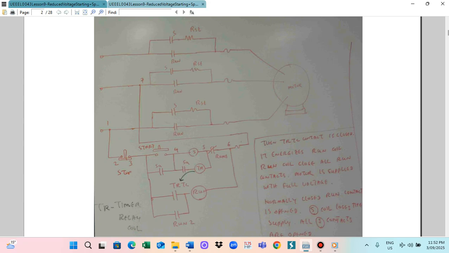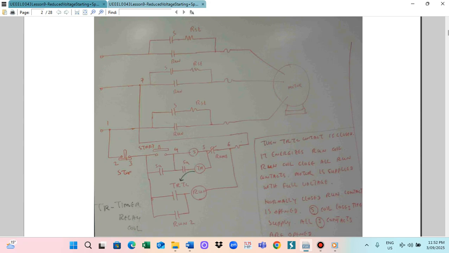So this is how it operates. In the starting connection, the motor starts with the resistance in series. Then the starting contactors are bypassed and the running contactors are closed. The starting coil is de-energized, so the motor will run with the full line voltage. This is the operation of the primary resistor automatic starter. At starting time, the motor windings are connected in star, and at running time the motor windings are connected in delta.